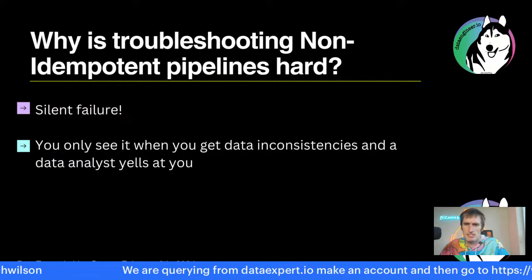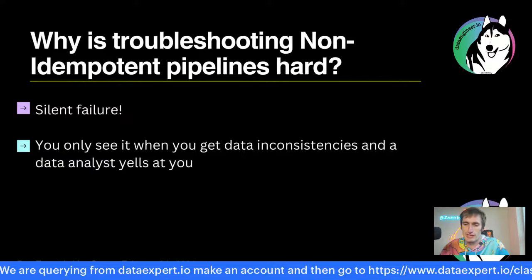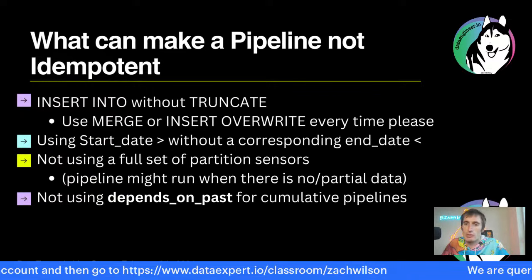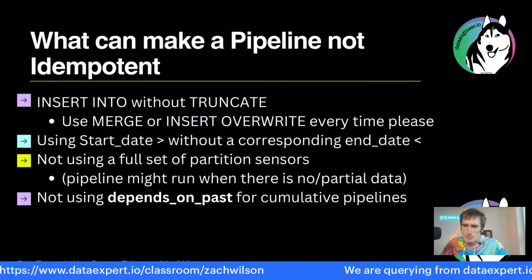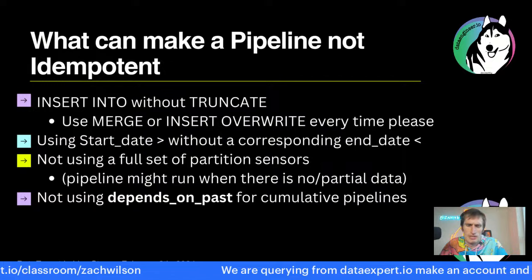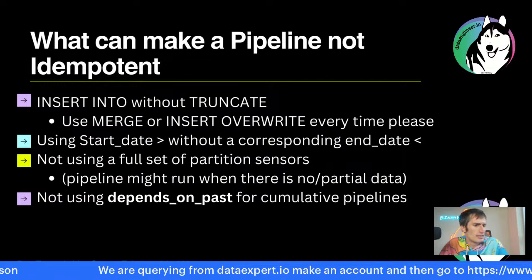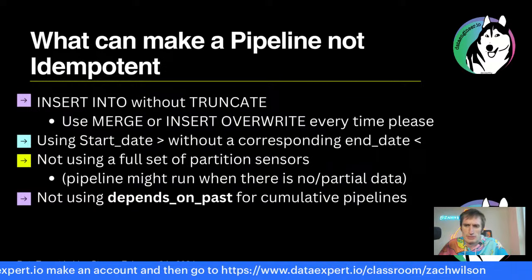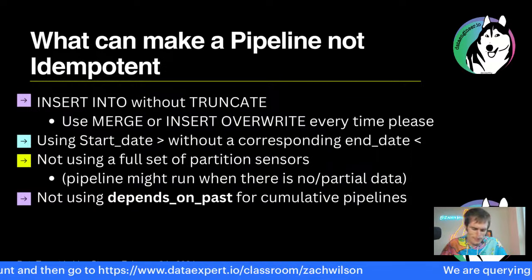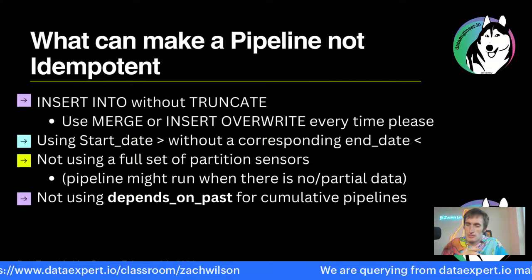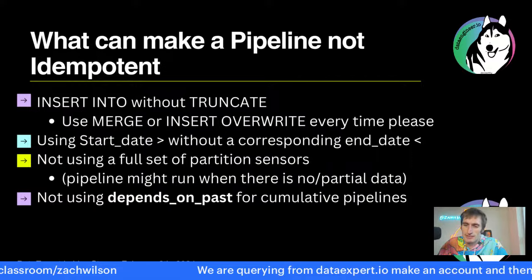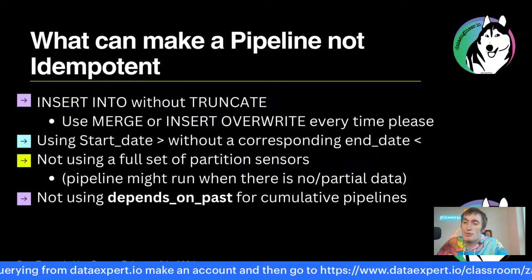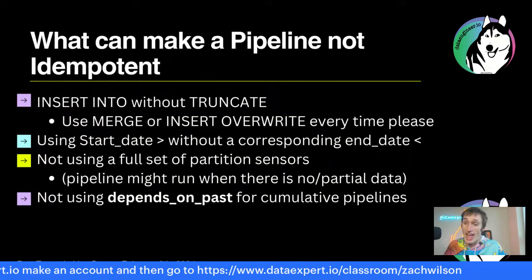So let's dig more here, because this concept is very tricky to explain. Okay, so what can make your pipeline not idempotent? Because I think that's probably one of the things that people here are wondering. So think about it this way. Insert into is a great example of something that can be non-idempotent. Because if you run your pipeline, it has insert into, and you run it twice, now you have 2x the data, right? It's not f of x anymore, right?